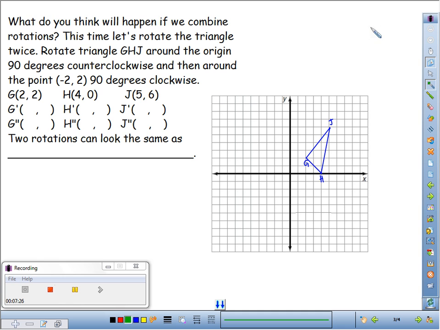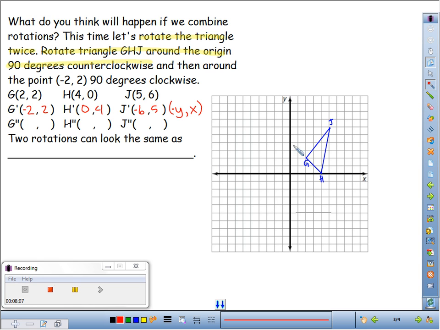Here I've got my figure GHJ. The first thing I'm going to do is rotate the triangle twice, and I'm going to rotate it first around the origin 90 degrees counterclockwise. When I'm going counterclockwise, I'm going to switch my y and my x, and then my y is going to become negative, or opposite. So I'm going to write my coordinates first this time. So I'm going to switch the 2's, and then my y becomes opposite. 0, 4, opposite of 0 is 0. 6, 5, opposite of 6 is negative 6.